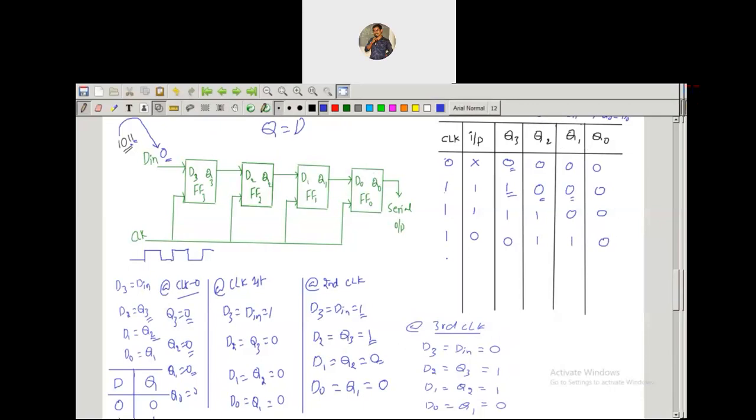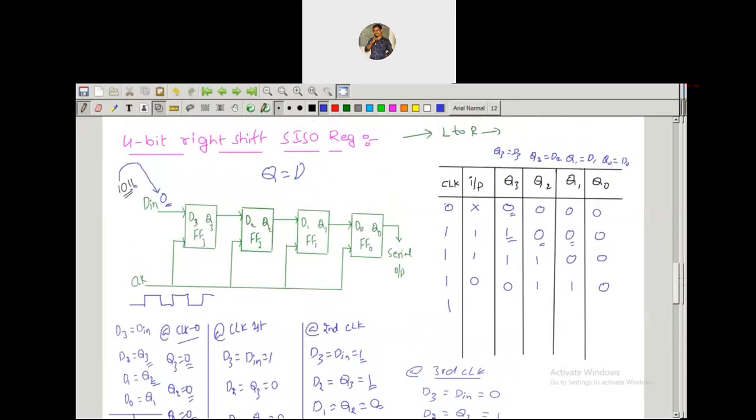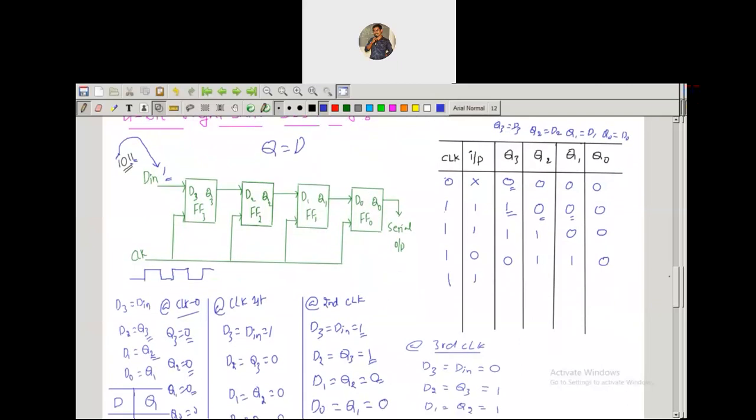Again we're going to apply one more clock pulse, and now we'll give the input data as 1. Now 1 will be applied at the input side. Now D3 equals what? D3 equals 1. So what will Q3 be? You can say Q3 will be 1.